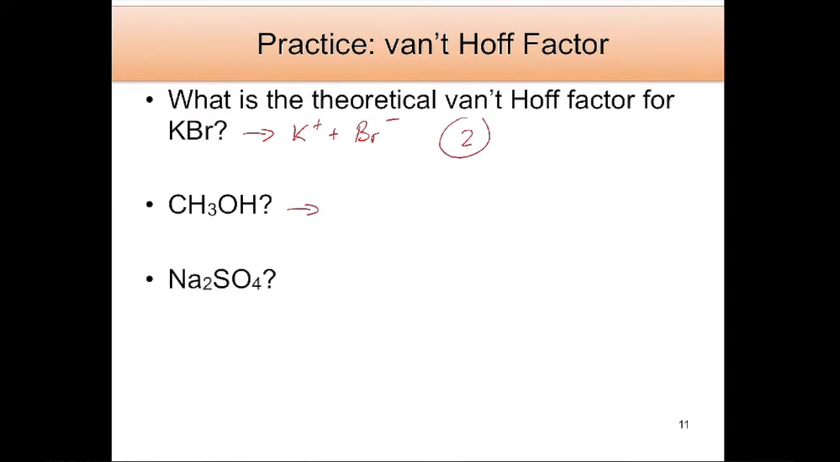CH3OH, that's not ionic, so that just stays CH3OH, doesn't do anything. So that would have a theoretical Van't Hoff factor of 1. And Na2SO4, we go to 2 Na pluses plus an SO4 2 minus, which would end up being 3 as a theoretical Van't Hoff factor.